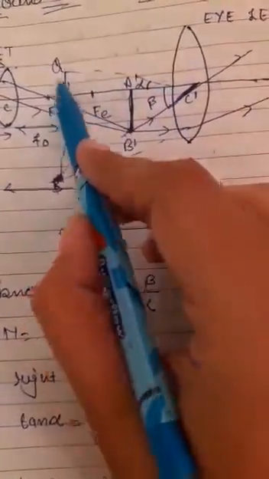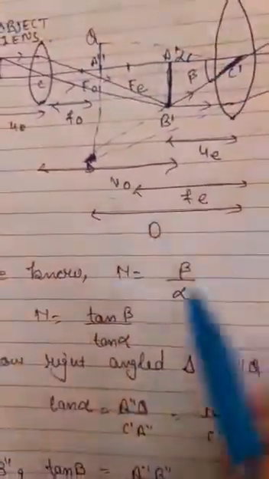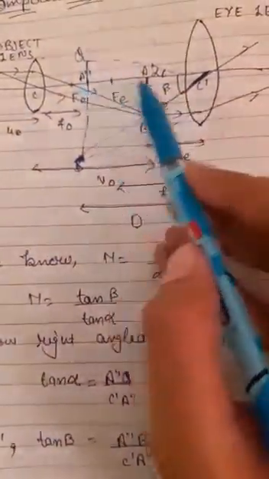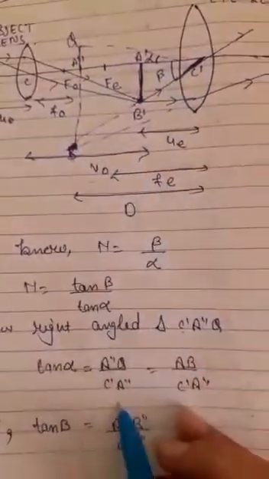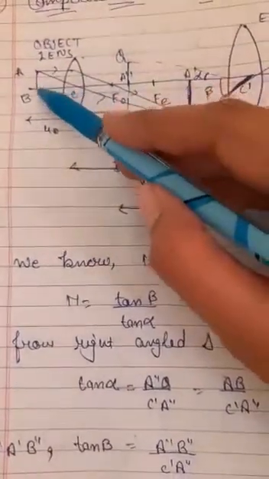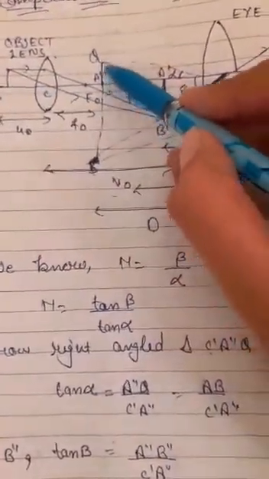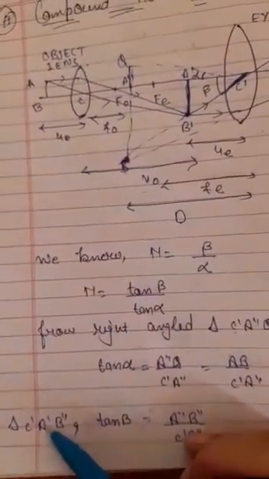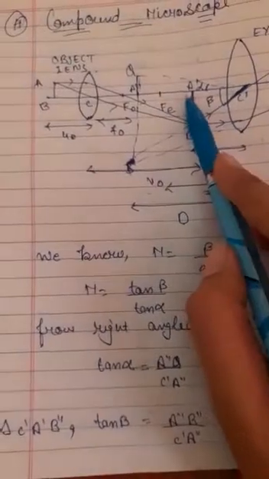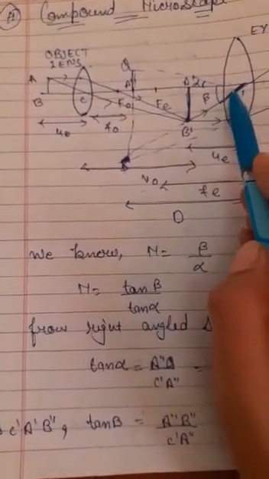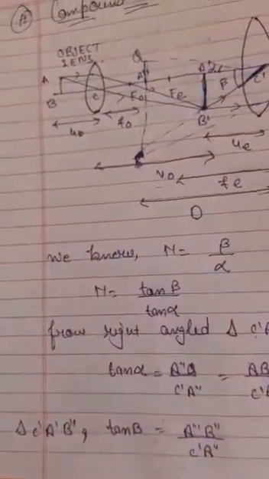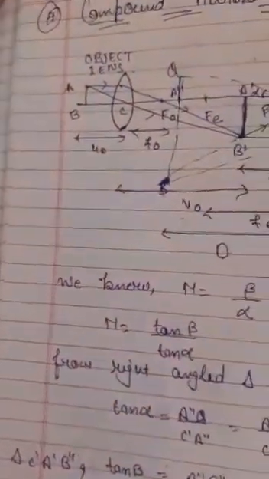In this triangle, tan alpha is A double dash Q, the perpendicular, upon C dash A double dash, the base. So I can write that A double dash Q is almost equal to AB. I have just constructed this part a little bit. Now for tan beta, again the right angle triangle C dash A dash B double dash. In this triangle we will find the value of tan beta.